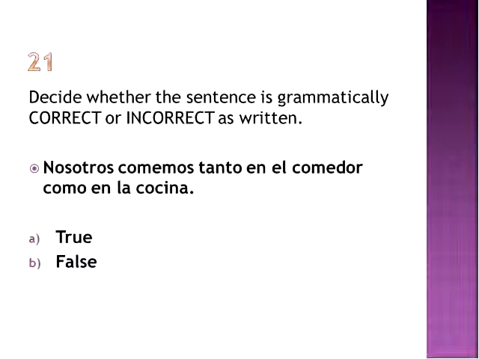Deciding whether the sentence is grammatically correct or incorrect. Now we're going to talk about conjugations and word placement, that kind of thing. On your test is going to be the comparison forms, and this is a test to see if you can identify those. Nosotros comemos tanto en el comedor como en la cocina. Tanto goes with como, and that's what they're trying to see if we recognize.